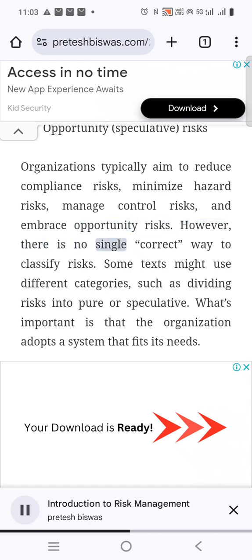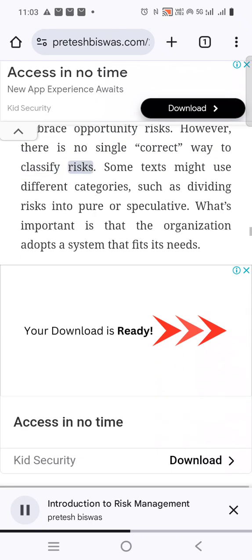However, there is no single, correct way to classify risks. Some texts might use different categories, such as dividing risks into pure or speculative.